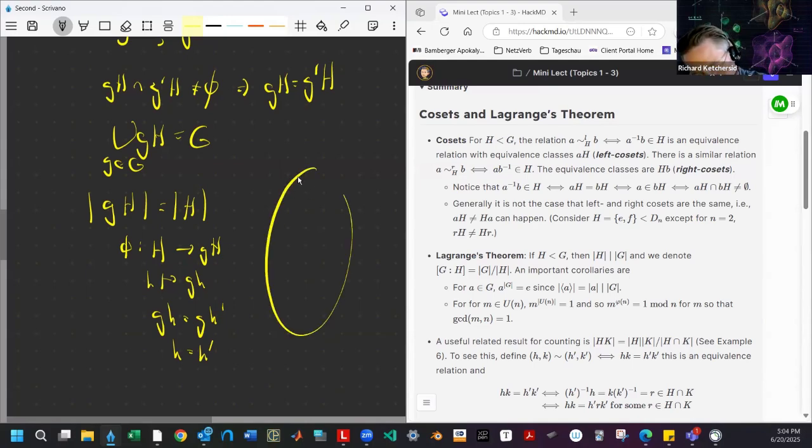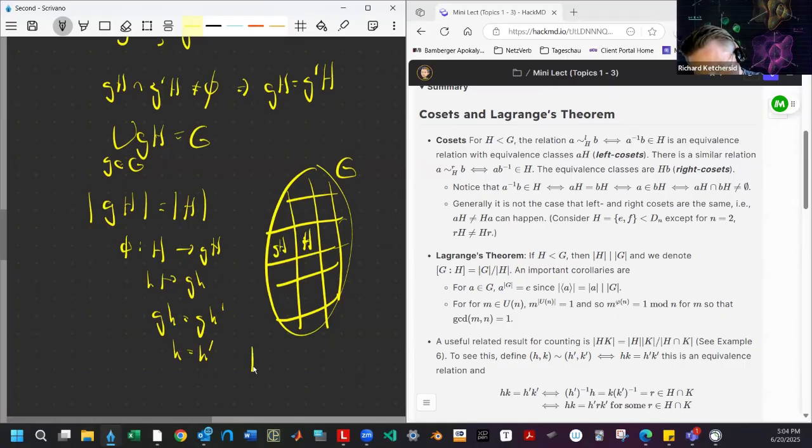So again, taking this picture up here, I've taken G and broken it into pieces, these equivalence classes. So this is G. One of these is H, that'll be the equivalence class of H. And these other things are gH, and they all have the same size. So one thing that says immediately is that the size of G is the number of equivalence classes in here.